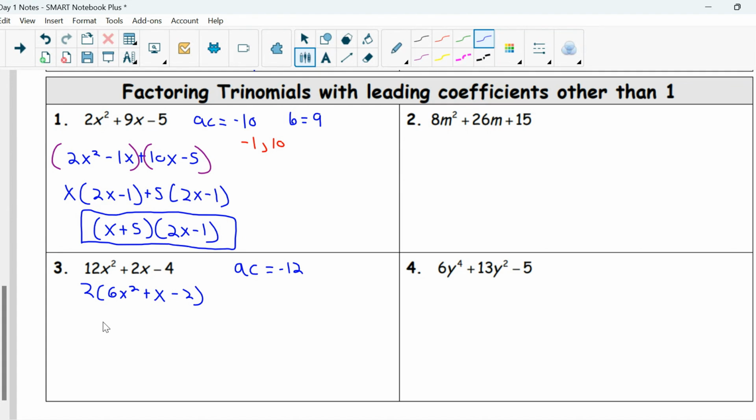So I'm going to substitute my function. I'm going to substitute negative 12 in for my C value, and I'm going to drop my leading coefficient. So I have 2 times x squared plus x minus 12. Okay, I'm going to factor that to start. So I need two factors that multiply to negative 12 and add to positive 1.